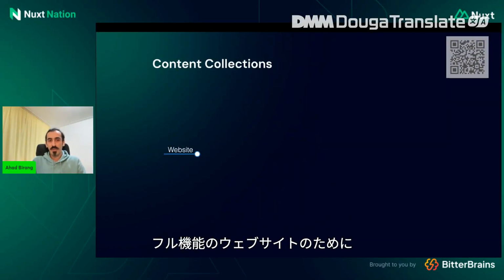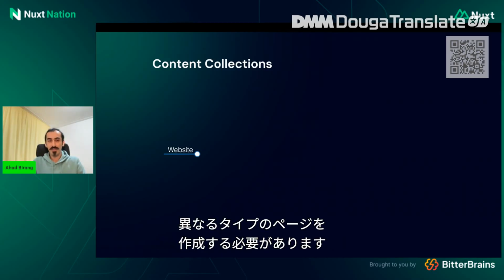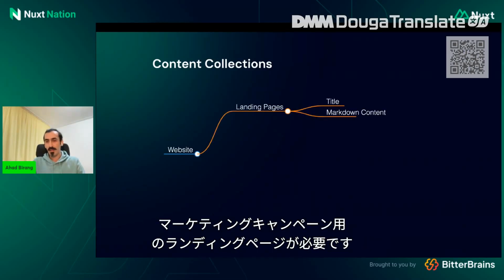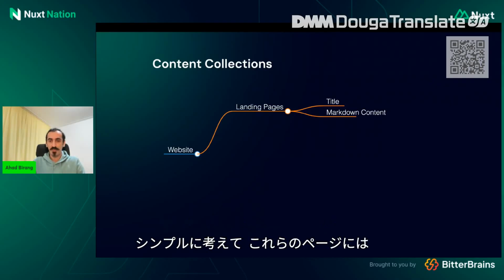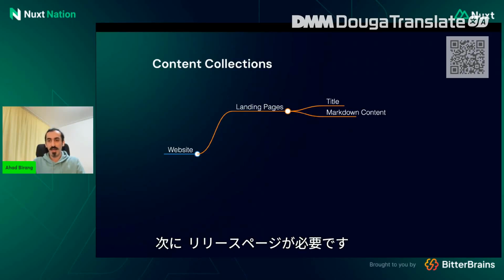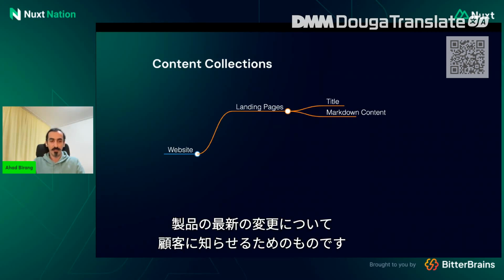Let's assume we are building a website for commercial products. For a fully functional website, we have to create different types of pages. Surely we need some landing pages, like a main page or a landing page for a marketing campaign. Let's go simple and assume that we only have a title and the content for these pages.